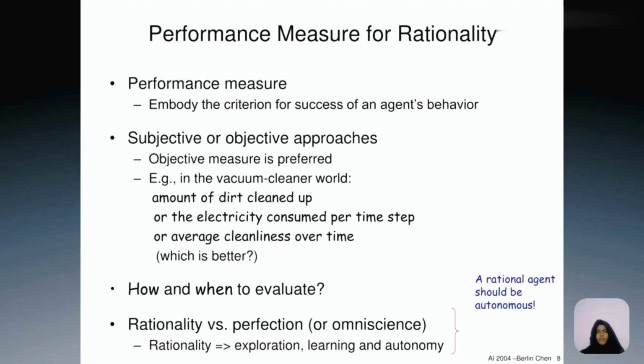The performance measure for rationality. The performance measure embodies the criterion for success of an agent's behavior. Subjective or objective approaches: an objective measure is preferred. For example, in the vacuum cleaner world: amount of dirt cleaned up, or the electricity consumed per time step, or average cleanliness over time. Which is better? How and when to evaluate?